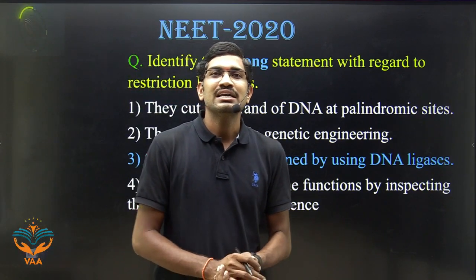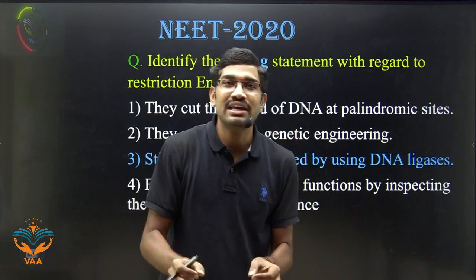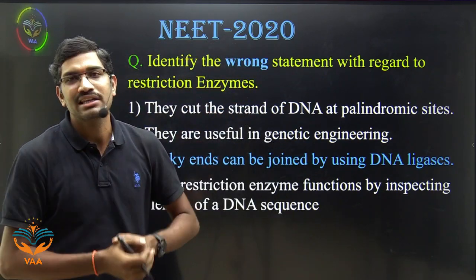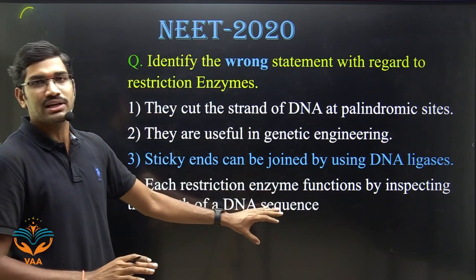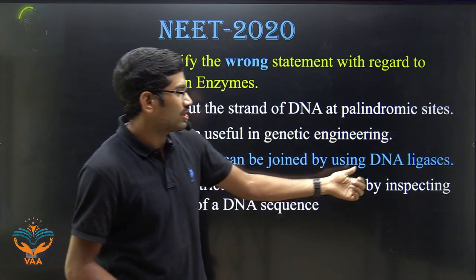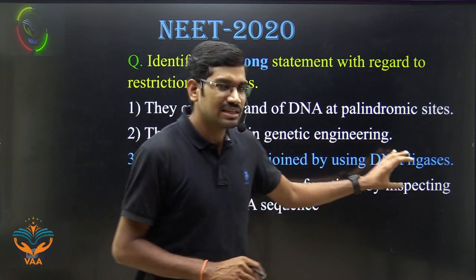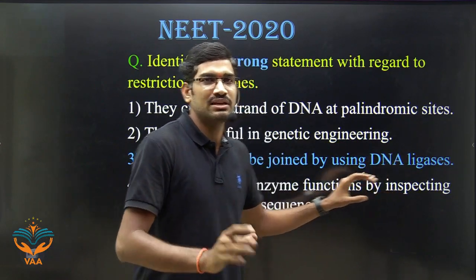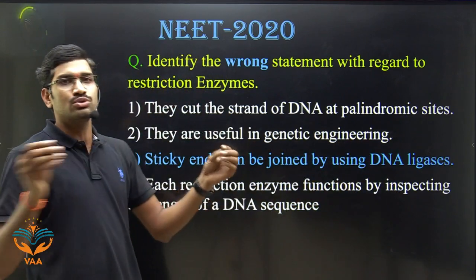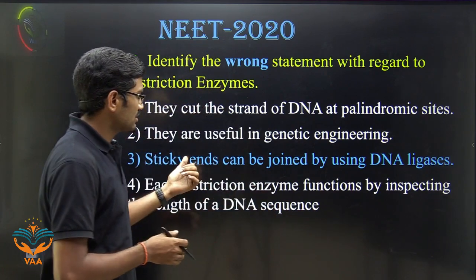What is the meaning of this? Each restriction endonuclease reads the complete sequence of the DNA, and wherever it finds the palindromic sequence, there it will bind and cut. This is how they work and this is also correct. Then what about statement 3? Here they are saying that sticky ends can be joined by using DNA ligases. The statement on its own is correct. DNA ligases are used to join the ends of DNA, so this is correct.